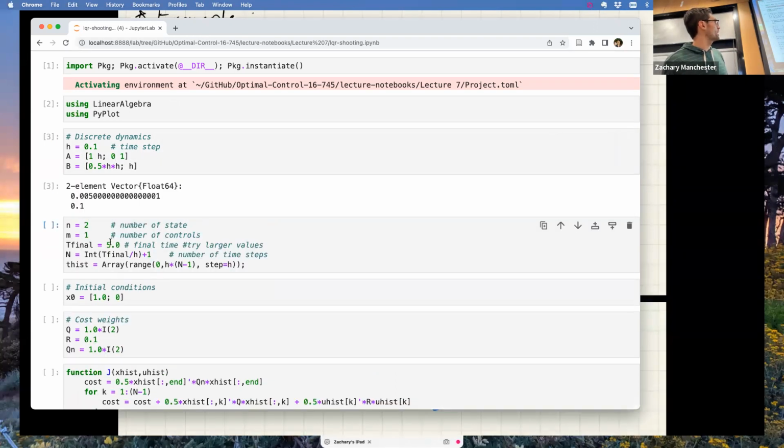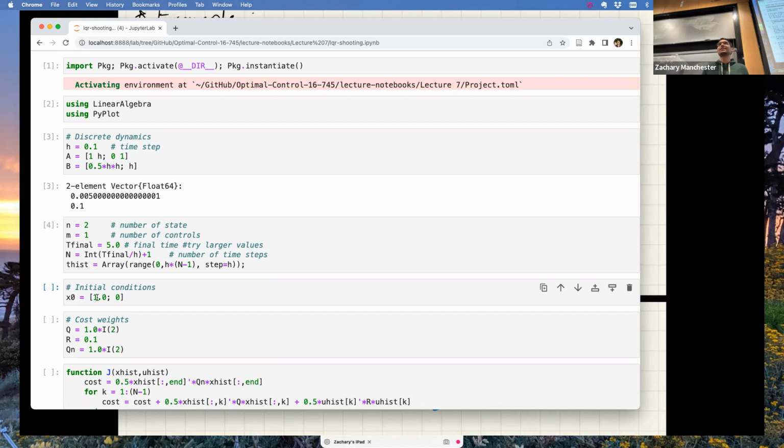Here's just some setup stuff. I'm going to make the trajectory 5 seconds long, and the number of time steps for 5 seconds. Initial conditions: I'm going to start at x equals 1, so q equals 1 and 0 velocity. So I'm a meter off from the origin, stationary, and the goal is to push me to the origin, right? That's what the cost function says.